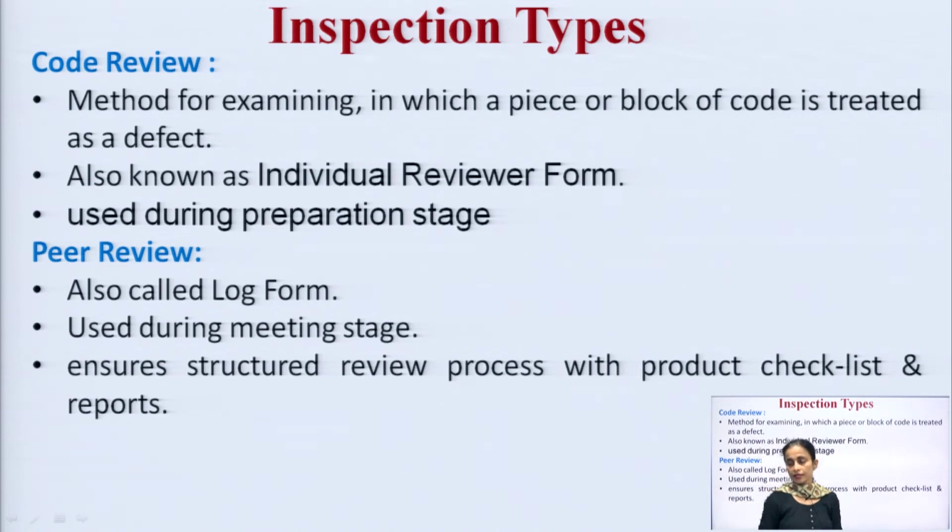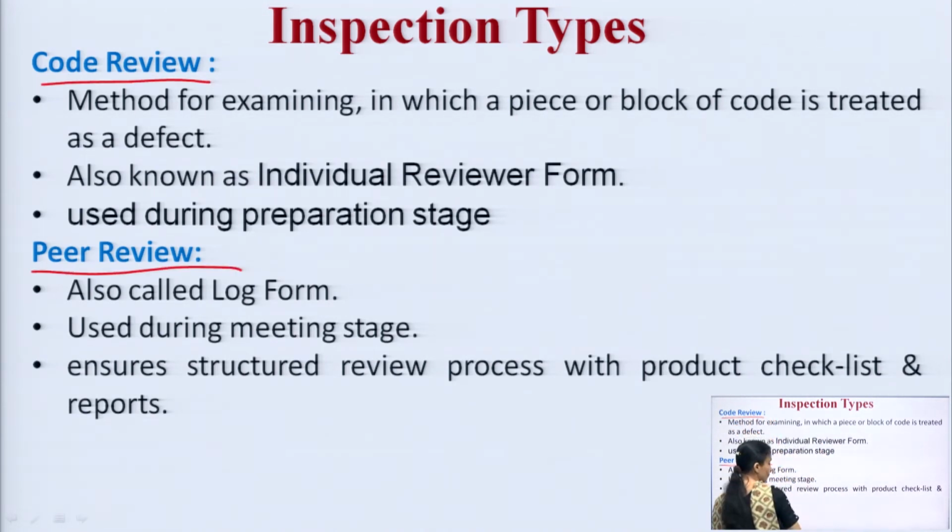Next, code inspection is of two types. One of them is the code review and the second is the peer review. Code review is the method of examining in which a piece or a block of code is treated as defect and we have to correct it.